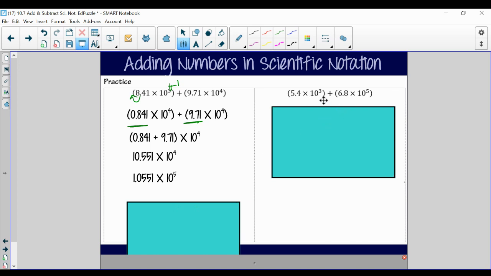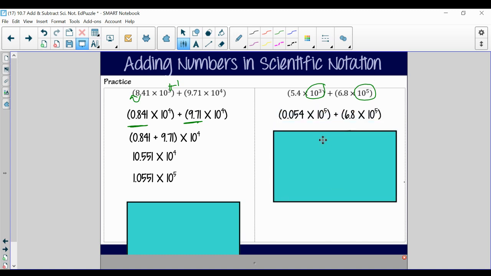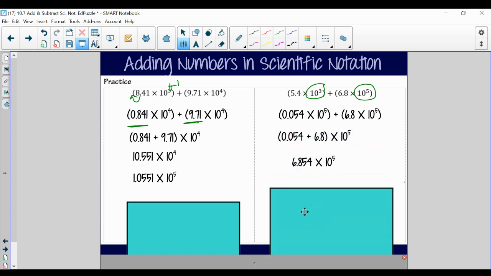Over here at this problem, you have times 10 to the third, and over here you have 10 to the fifth. Now, a problem like this, it's like 2 powers away from each other. You could make both of them to the fourth power if you wanted. I ended up going to the fifth power for both of them, because then I can see that I won't have to convert into scientific notation afterwards.